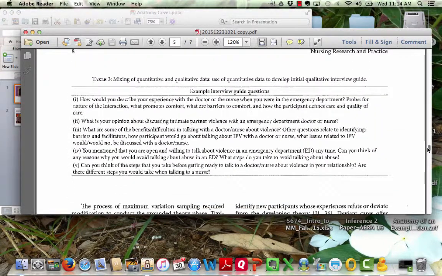The next thing I want to highlight is the actual presence of something labeled a mixing table. This says the mixing of the qualitative and quantitative data. In this case, they're not talking about mixing during analysis, but they're talking about mixing during the data collection phase, in that after the quantitative data were analyzed, the results and conclusions for that were used to structure the interview questions in the qualitative portion of the study. And that's what this particular table is highlighting.